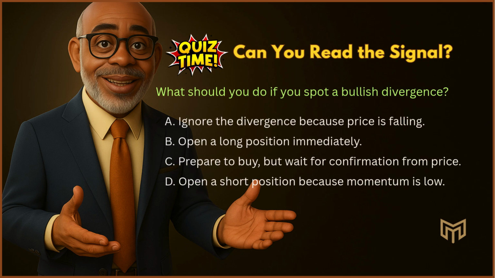Question 6. What should you do if you spot a bullish divergence? Is it A, ignore the divergence because price is falling? B, open a long position immediately? C, prepare to buy but wait for confirmation from price? Or D, open a short position because momentum is low? Think about what a disciplined trader does when they see a signal and what they wait for before they act.